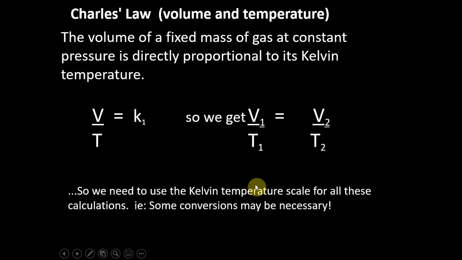All right, so Charles' law. This is the second of the gas laws, and we're going to basically use the relationship between volume and temperature. What Charles discovered was that volume is directly proportional to its Kelvin temperature. So the direct proportionality then leaves us with a relationship of V over T being constant all the time. That, of course, gives us the relationship V1 over T1 equals V2 over T2.